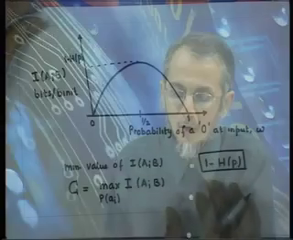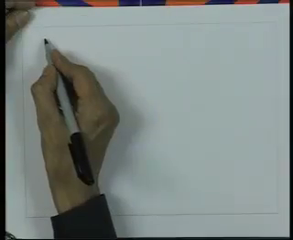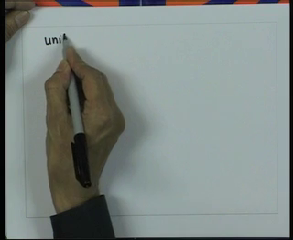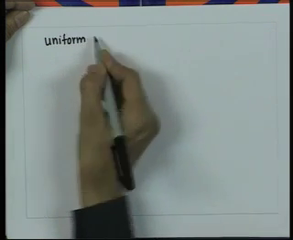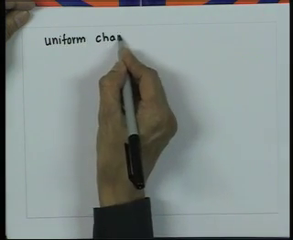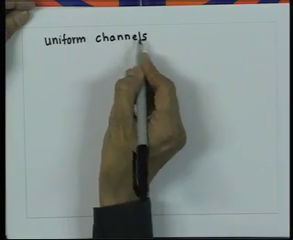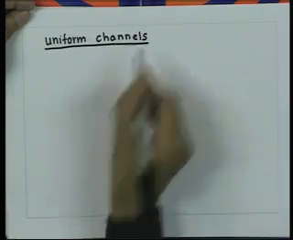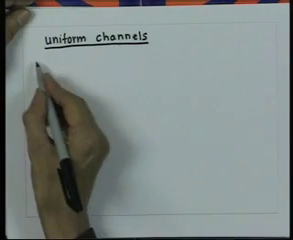Now, the calculation of the capacity of an information channel in general is quite involved, but in certain cases the calculation can be simplified. The most important class of channels for which the calculation simplifies is the class of uniform channels. So, let us define what a uniform channel is.